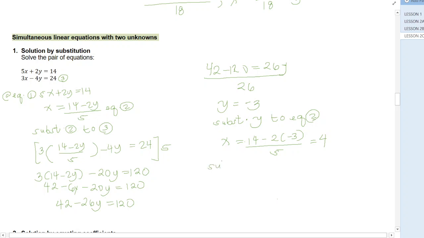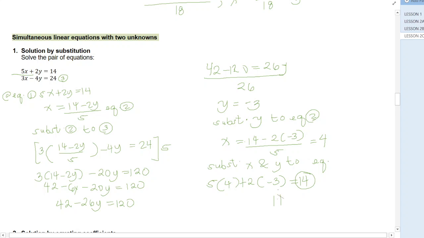So substituting the values of your x and y to your equations. If it is 5x plus 2y is equal to 14, or 3x minus 4y is equal to 24, it's the same. But we choose this first equation, that is 5x. So we substitute 5 times 4 plus 2 multiplied by negative 3, since y is negative 3, is equal to 14. That should be equal to 14. So if we calculate that one, 5 times 4 minus 6, that is 14. So our answer is correct.